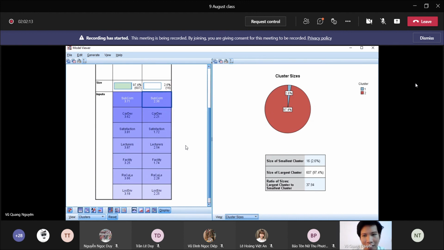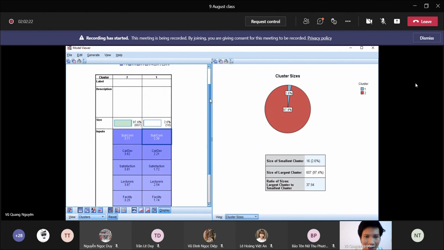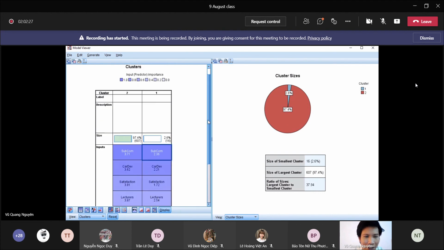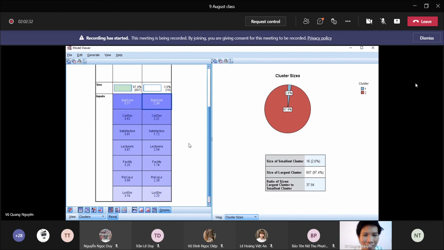So two-step cluster is for lazy people, and SPSS will automatically decide the number of clusters and divide into clusters in a very unbalanced way. So if you use two-step cluster, most of the time you will get a bad result. Okay, look at the cluster size here, very much unbalanced. So I just show you it. Do not use it. Okay.